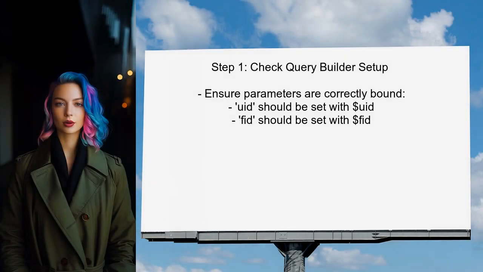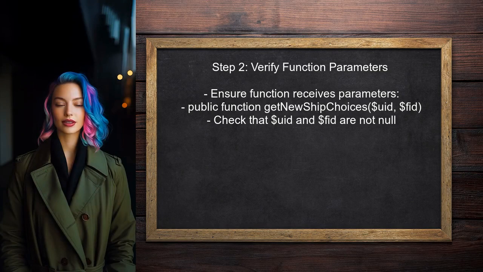To address the error message, the user should first check the query builder setup. The issue arises when the parameters are not correctly bound to the query. Let's start by ensuring that the parameters are set correctly in the query builder. Next, the user should verify that the parameters are being passed correctly to the function. The function should receive both the user ID and fleet ID as arguments. This is crucial for the query to work as intended.